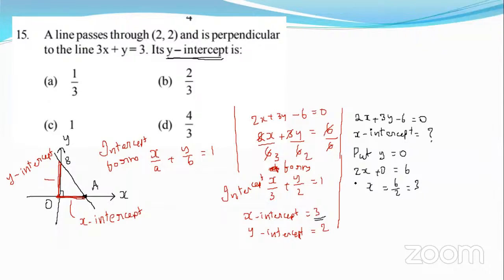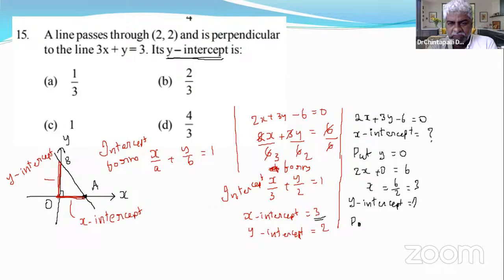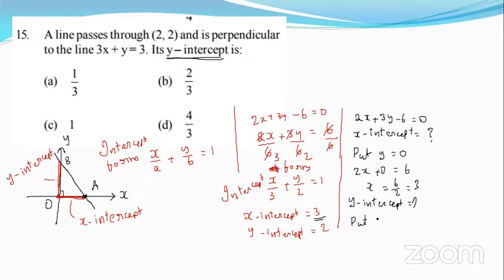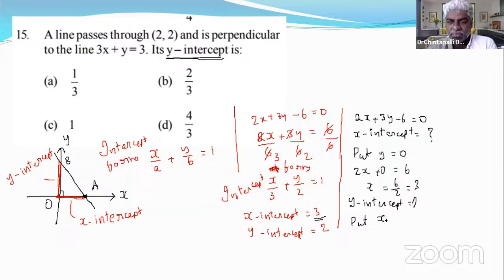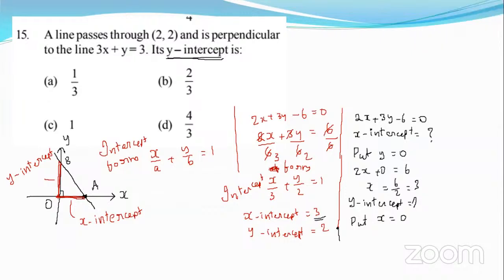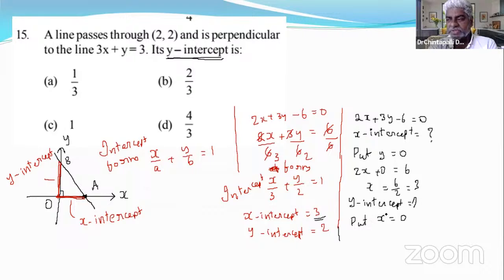See, how to find the y-intercept? You put 0 as x. Plug in x is equal to 0. For what are we plugging in x is equal to 0? To find the value of y, the y-intercept. To find the y-intercept, plug in x is equal to 0.